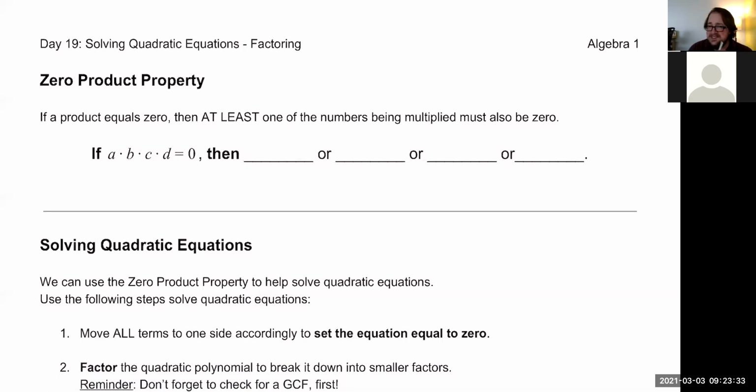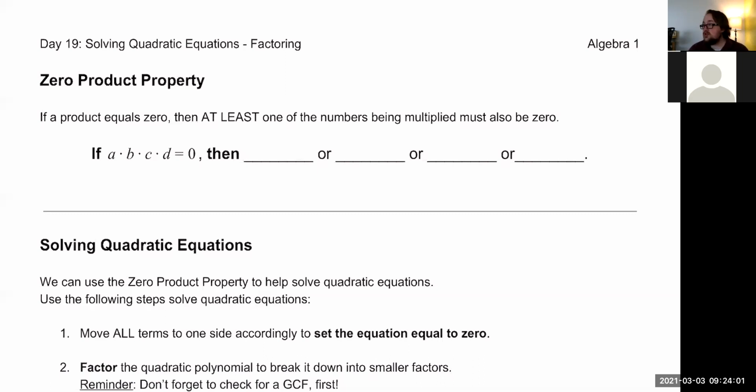And that property is the zero product property. Now, if you don't remember it by name, that's okay. Odds are you probably already understand what it does, just maybe not specifically in terms of mathematical statements. But the property says that if a product, so the result of a multiplication, equals 0, then at least one of the numbers being multiplied must also be 0.